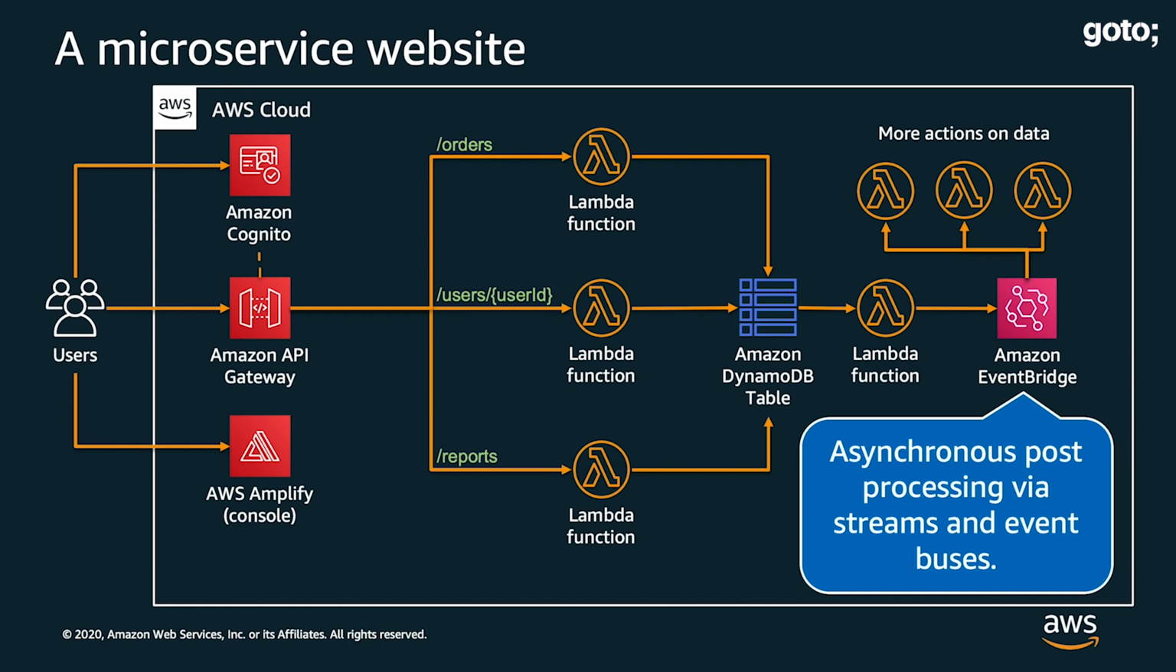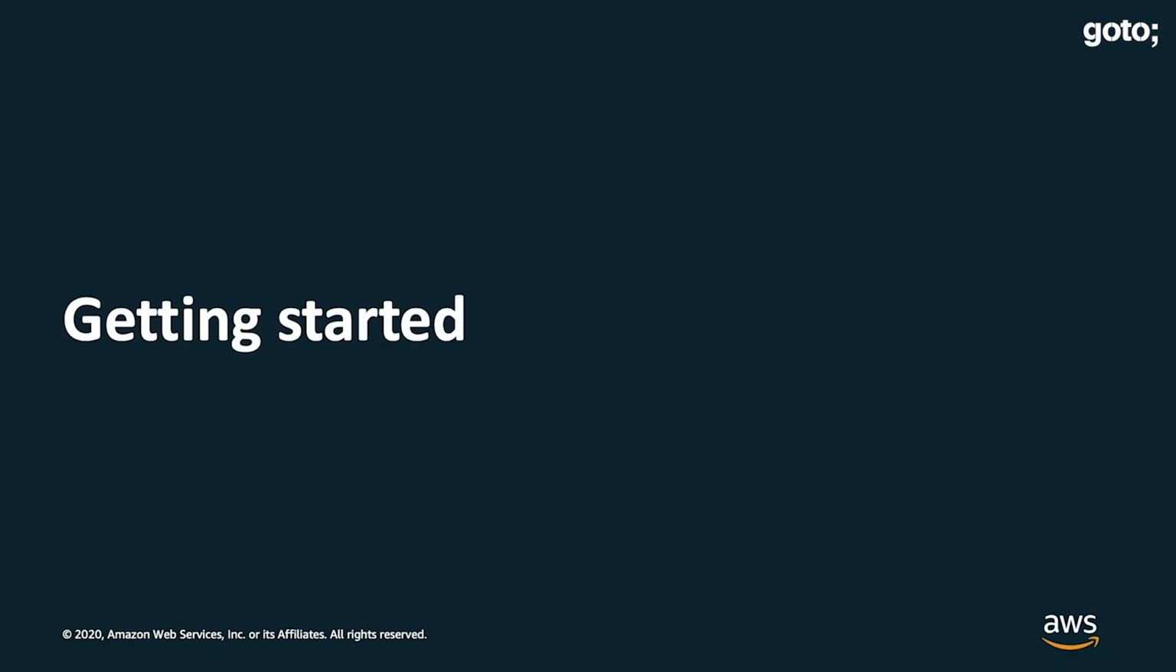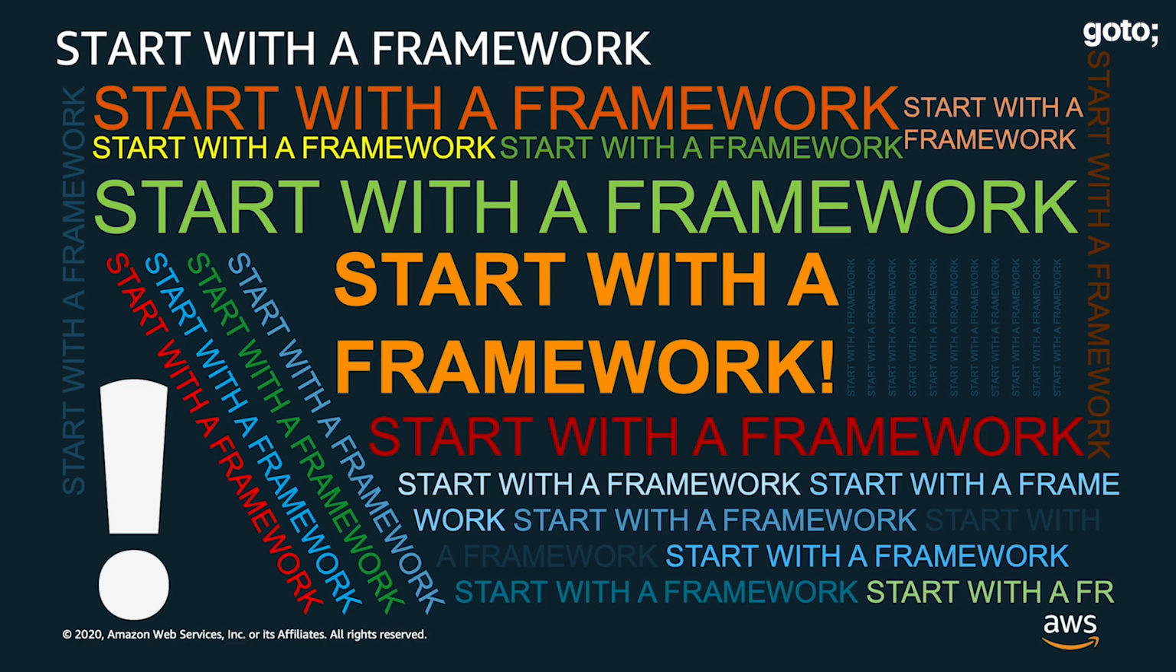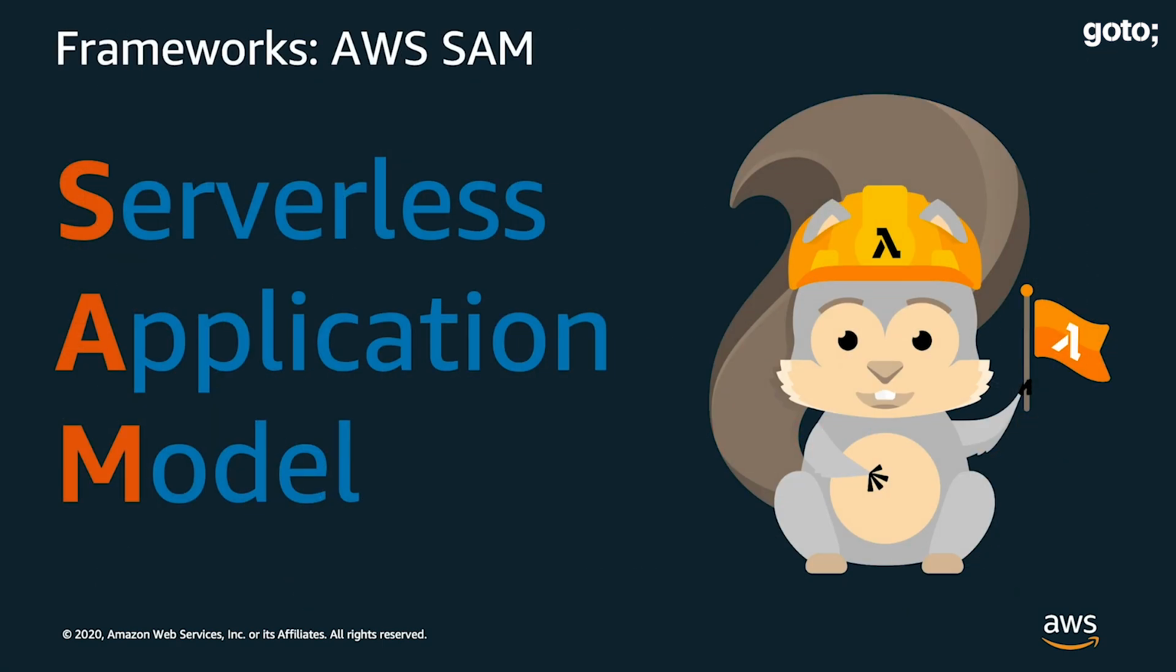All right. So how do I get started? Well, I've got to say this, start with the framework. And what that means is don't try to hand roll Lambdas. You can, if you want to, you're welcome to build all your IAM, all that kind of stuff on your own. But I encourage you to start with the framework. And there's some great ones out there. My favorite is AWS SAM, which is the Serverless Application Model.